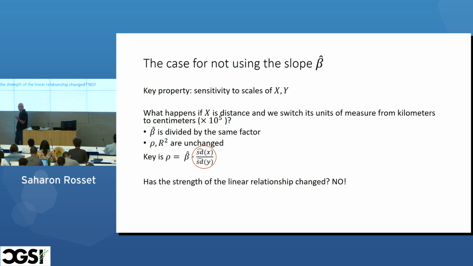What's the main problem with using the correlation as the strength of the relationship? Anybody can tell me?